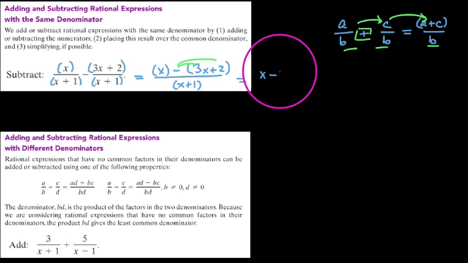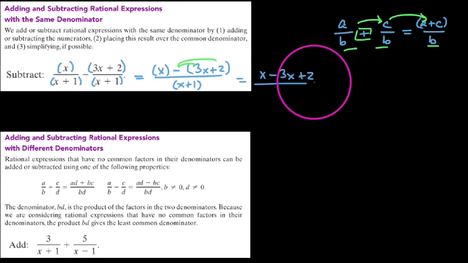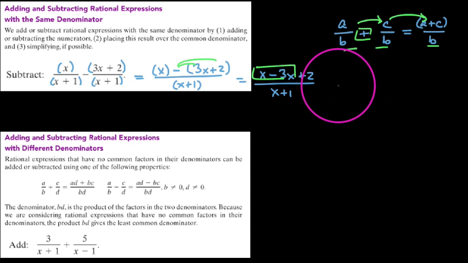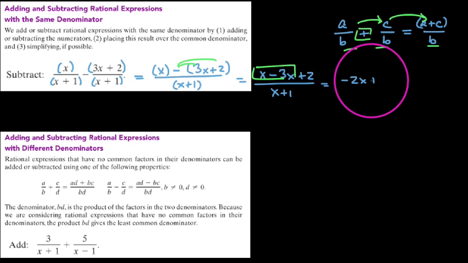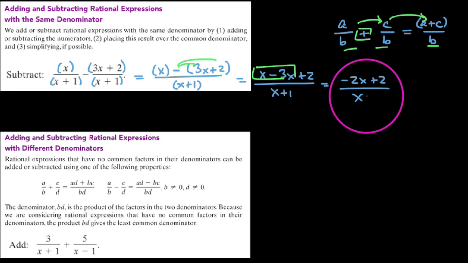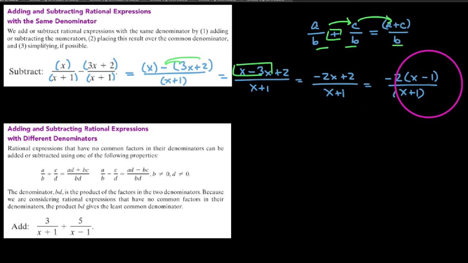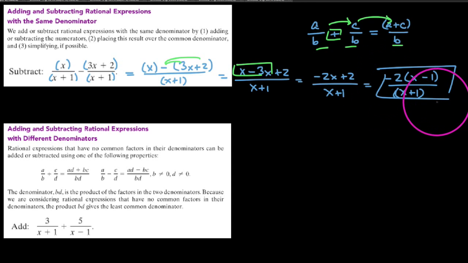So we get x minus (3x plus 2), all over x plus 1. Simplifying by combining like terms, we get negative 2x plus 2 on the top and x plus 1 on the bottom. I notice a common factor on the top, so we should factor that out and try to simplify. When I take out the negative 2, I get left with x minus 1, and this is still over x plus 1. We say that this is our final form, which is the same thing as this.